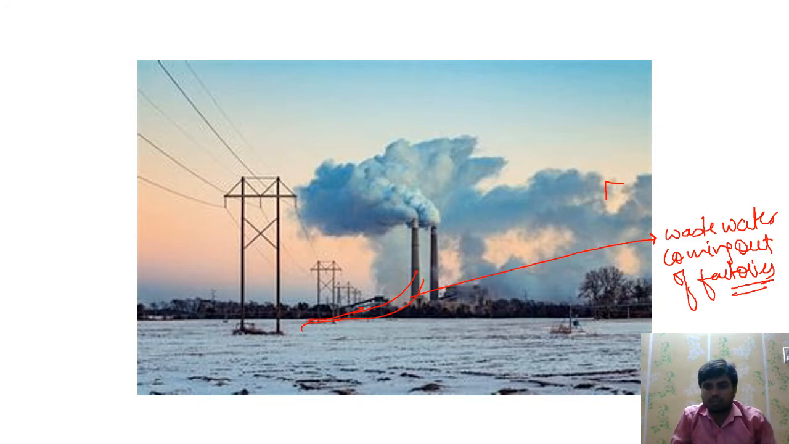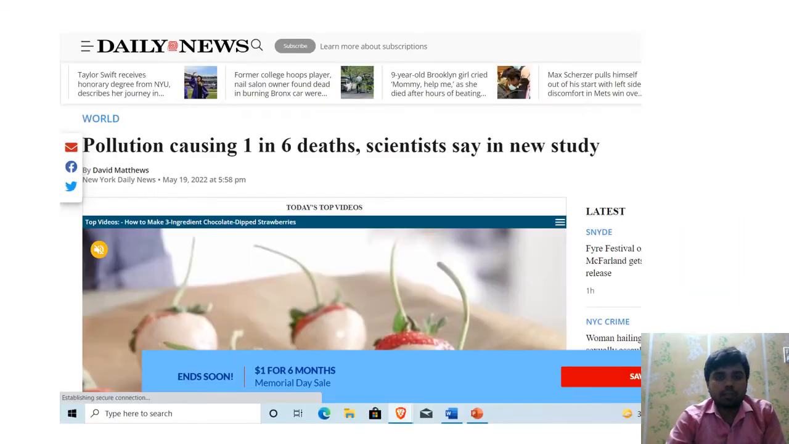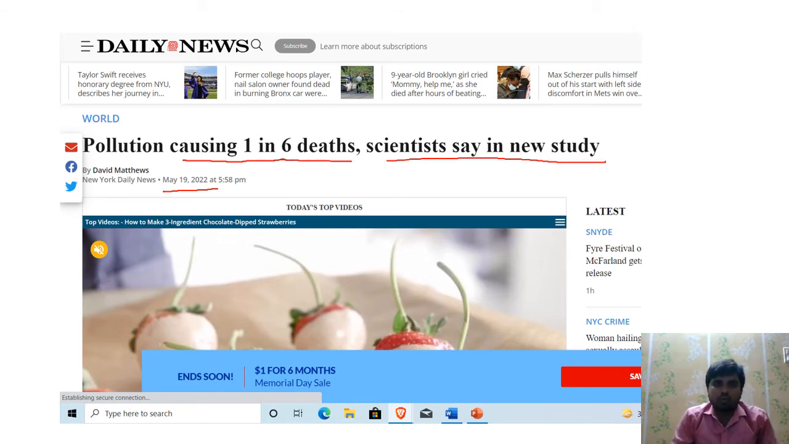the living organisms. So students, see, in a daily news study that was published on 9th May 2022, the top headline is that pollution causes 1 in 6 deaths, scientists say in a new study. That means in 6 deaths there is 1 death due to pollution. So you can see how hazardous this pollution is going to be.